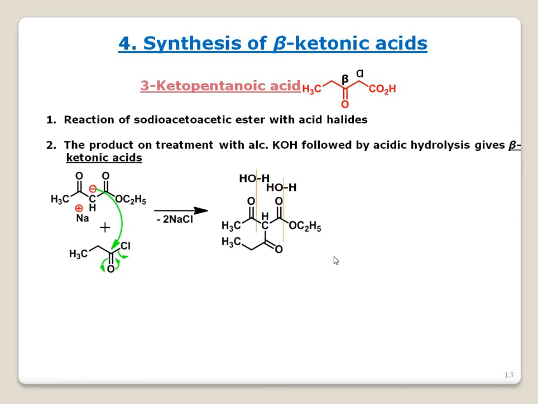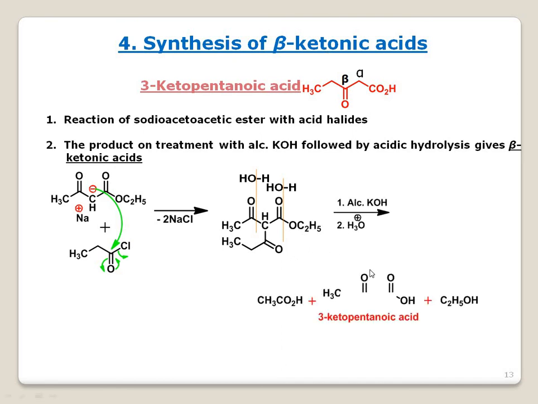Now our alcoholic KOH followed by acidic hydrolysis. Since the product is a keto acid, you will be getting 3 keto pentanoic acid. See, 1, 2, 3. Third position keto group. So 3 keto pentanoic acid. Okay. Alpha beta. See, this is a functional group, carboxylic acid. This is the alpha carbon. This is the beta carbon. Likewise.